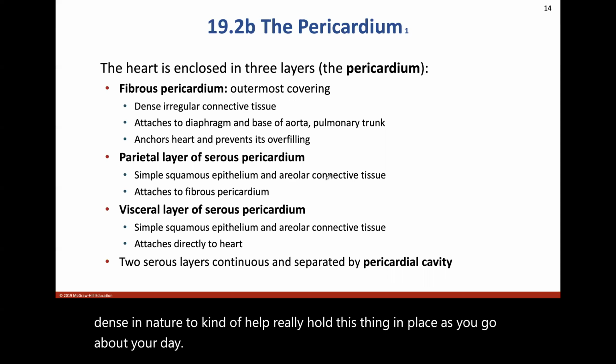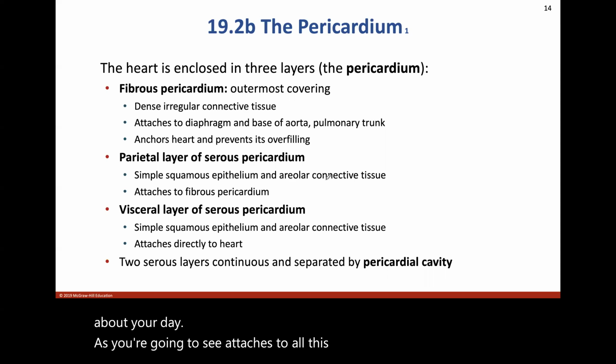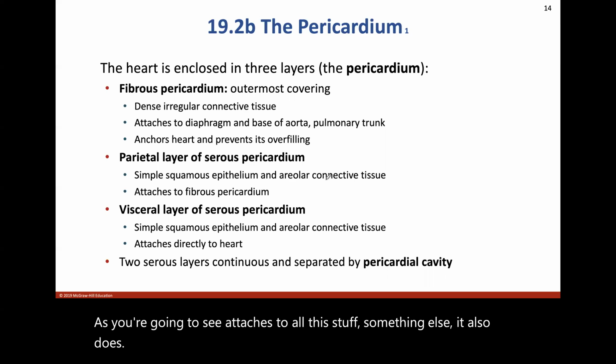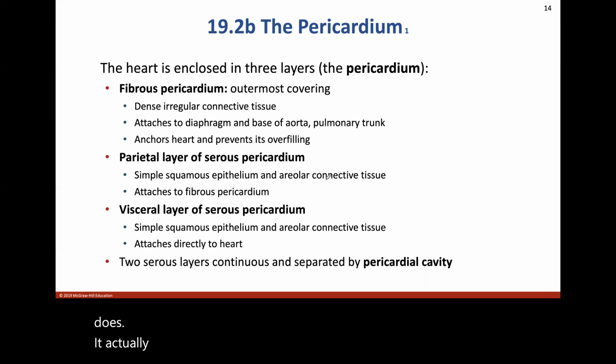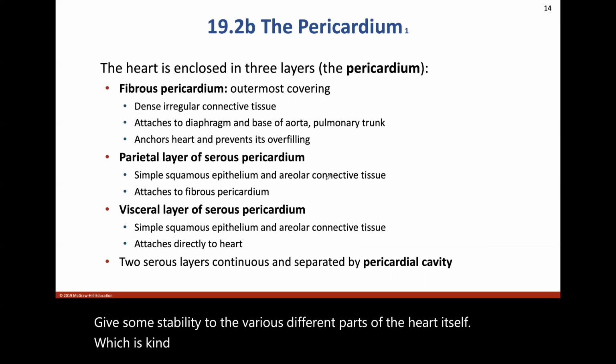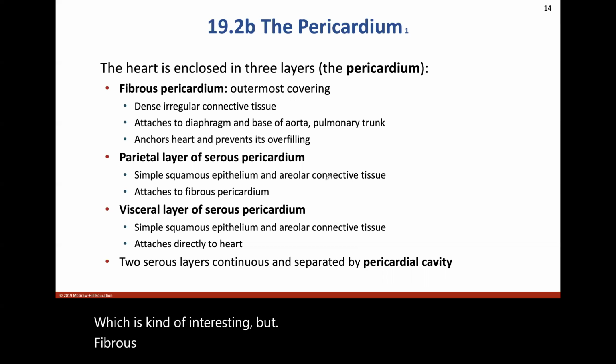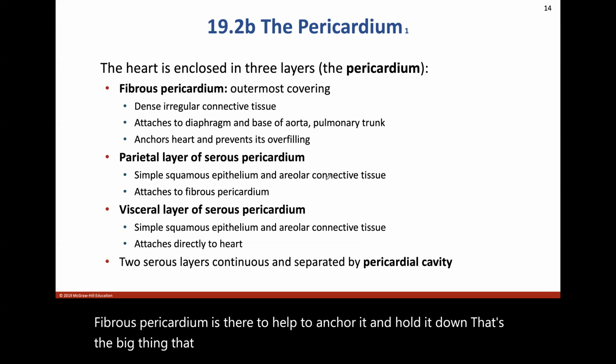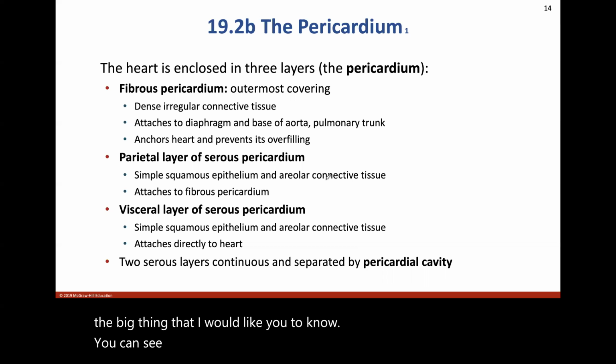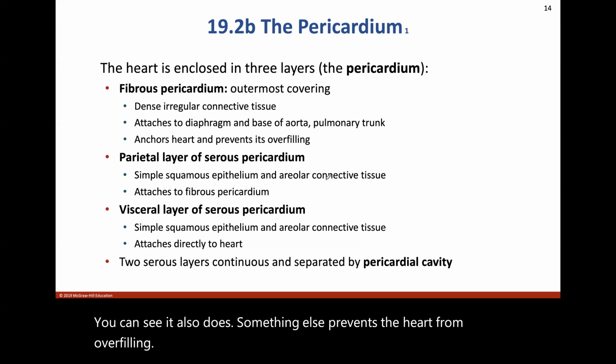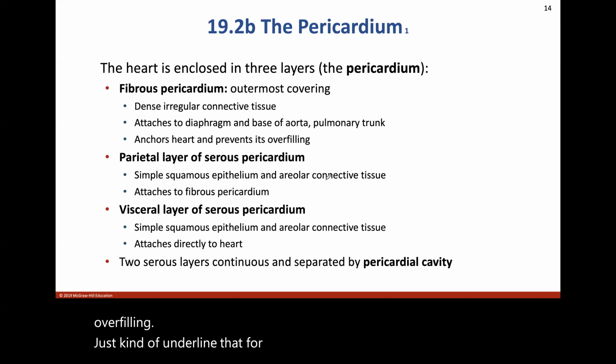As you guys see, it attaches to all this stuff. Something else it also does, it actually will give off some fibers that will go in and penetrate into the heart and give some stability to the various different parts of the heart itself, which is kind of interesting. But fibrous pericardium is there to help anchor it and hold it down. That's the big thing that I would like you to know. As you can see, it also does something else, it prevents the heart from overfilling. Just kind of underline that for now. We'll talk about that potentially a little bit later, go over that a little bit more.